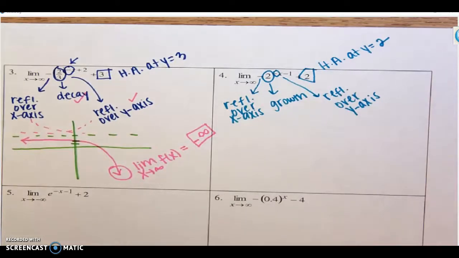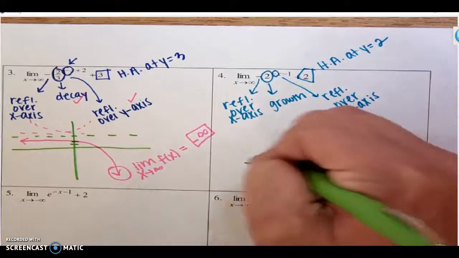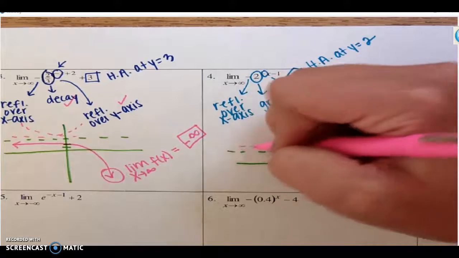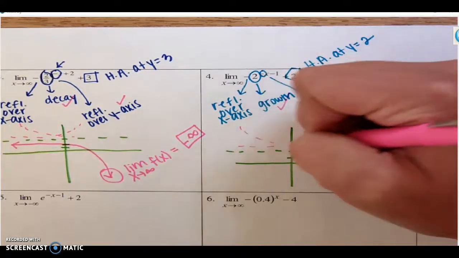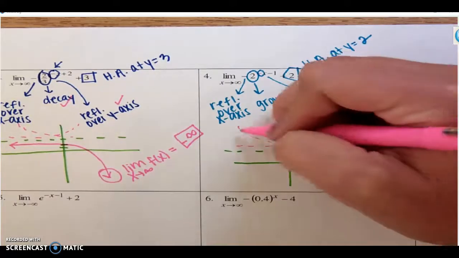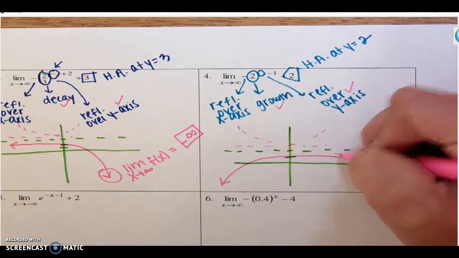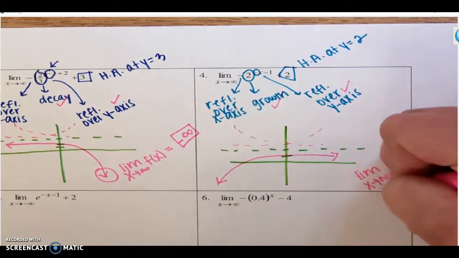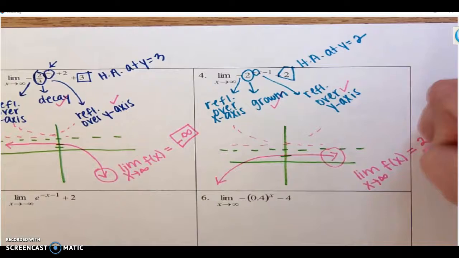So if we draw our horizontal asymptote at 2, we start out with growth, but because we reflect over the y, it actually turns out to be a decay graph. And then we have to reflect it over the x-axis. So the graph's going to look like that. So we want to find the limit as x approaches infinity, which is the right end behavior, which is this side, and it's getting closer and closer to that horizontal asymptote 2.